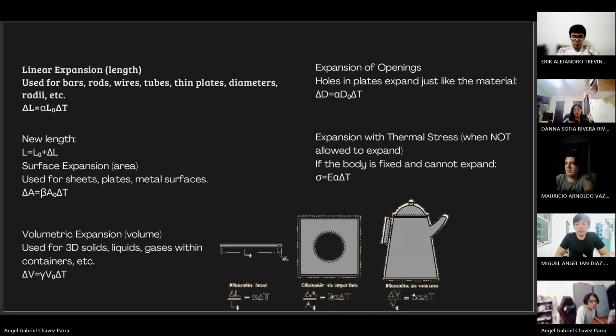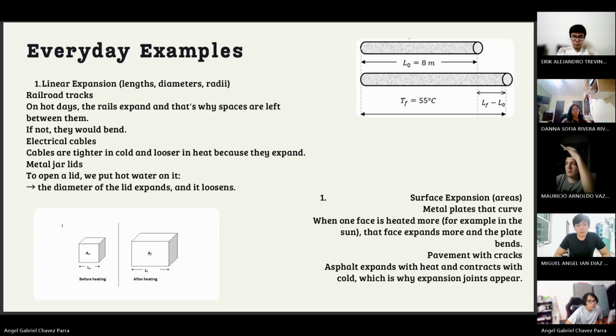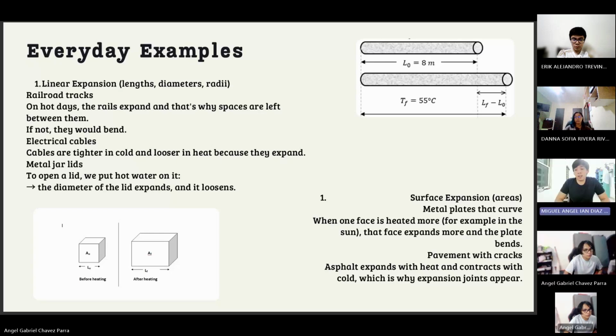Now, expansion with thermal stress. This means the material is not allowed to expand. Now we are going to see some examples of them. These are some crucial things to understand how it works in our daily life, like going to the street and watching the bridges or just walking around.